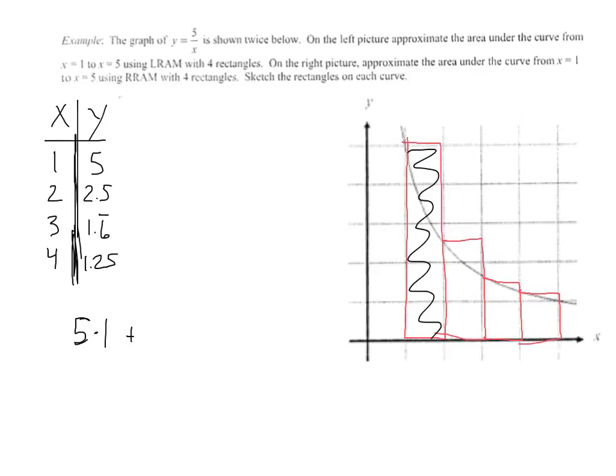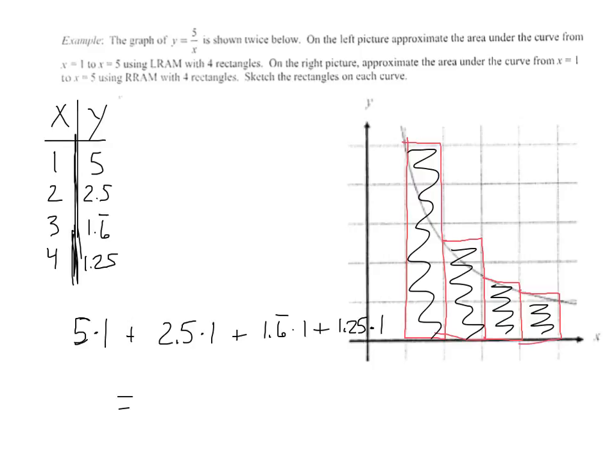I'm going to add to that my next y value, which was 2.5. Again, my width was 1. That'll give me this area. Plus, my next height was 1.6 repeating times a base length of 1. That gets me the third rectangle, and then 1.25 times 1. That'll give me this next one here. And so then I would add all that together, and that's going to tell me what my estimated area is.